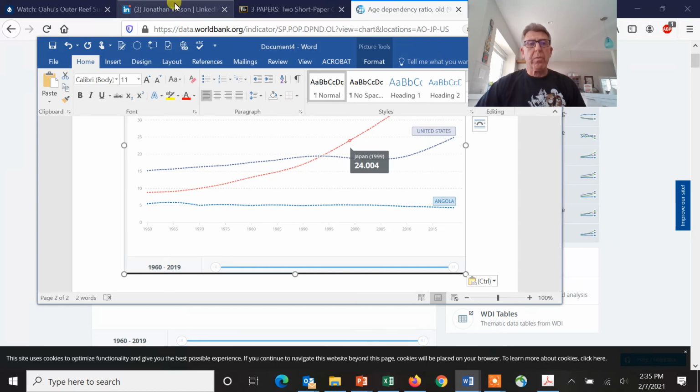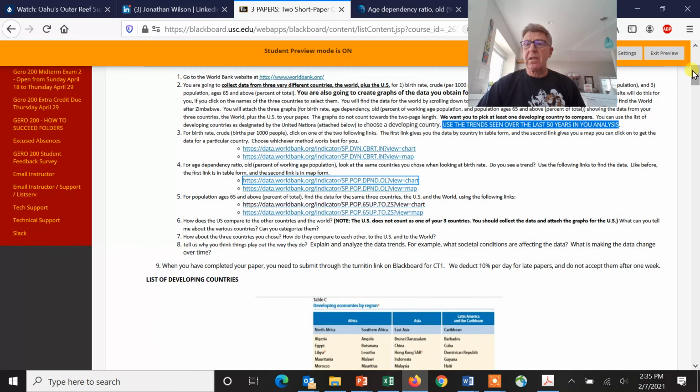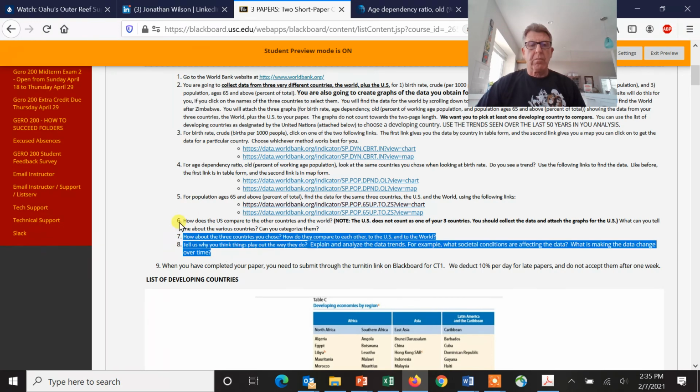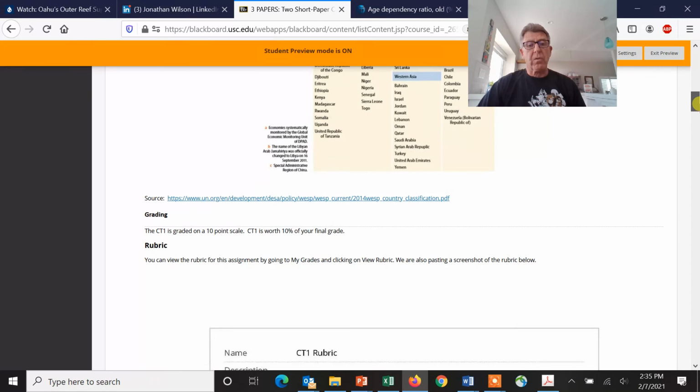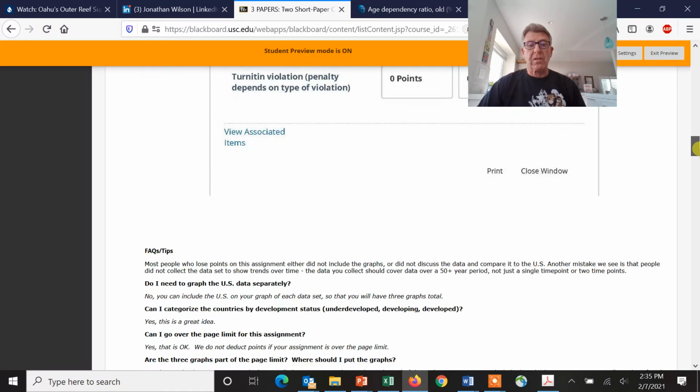Follow the rubric and you're going to do fine. It's all about following directions. Address these issues right here that we have highlighted, boom, boom, boom. Address these issues and you're going to do fine. Just follow the directions, my friends. And there's the rubric, just in case you were wondering.